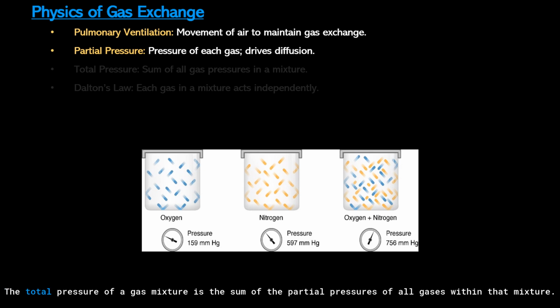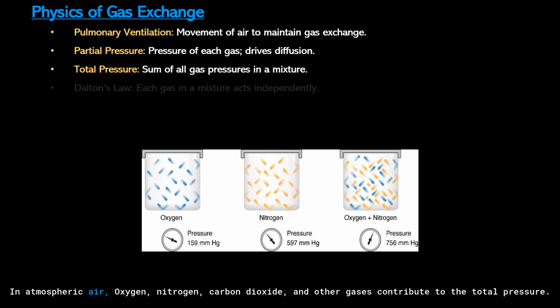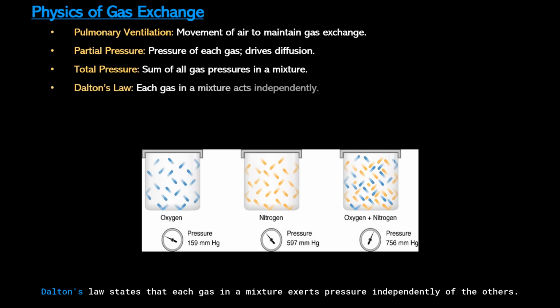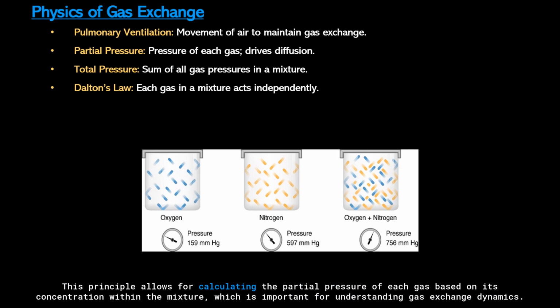The total pressure of a gas mixture is the sum of the partial pressures of all gases within that mixture. In atmospheric air, oxygen, nitrogen, carbon dioxide, and other gases contribute to the total pressure. The partial pressures of these individual gases influence their diffusion rates in the lungs. Dalton's law states that each gas in a mixture exerts pressure independently of the others. This principle allows for calculating the partial pressure of each gas based on its concentration within the mixture, which is important for understanding gas exchange dynamics.